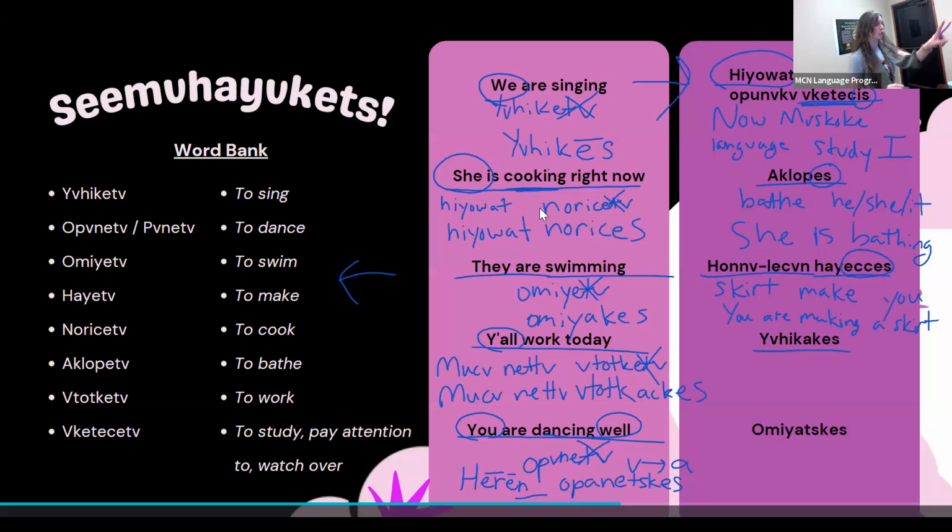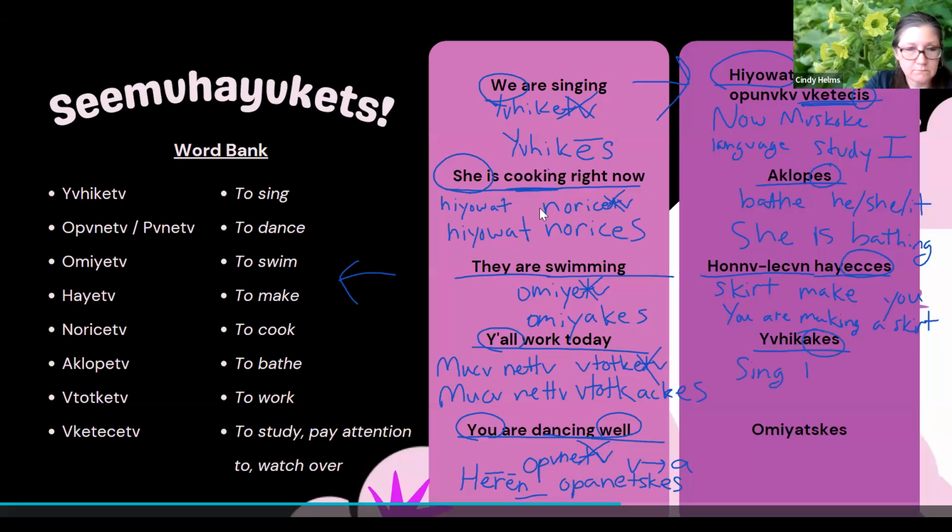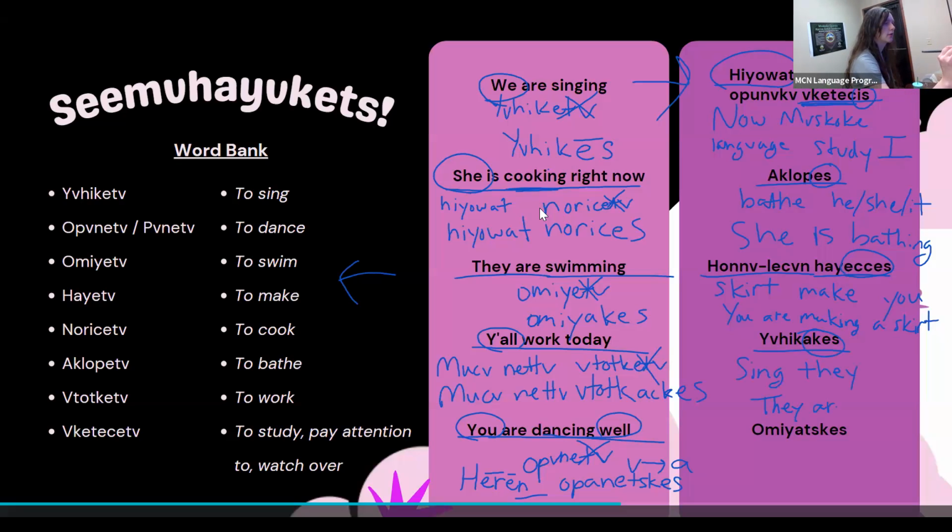Yahegagus. So our root is yaheg, which is which verb? The hegida, to sing. Perfect. To sing. Agus. What person marker is agus? Day. Nice. They. So they are singing.